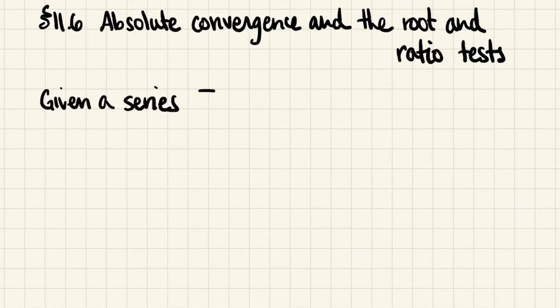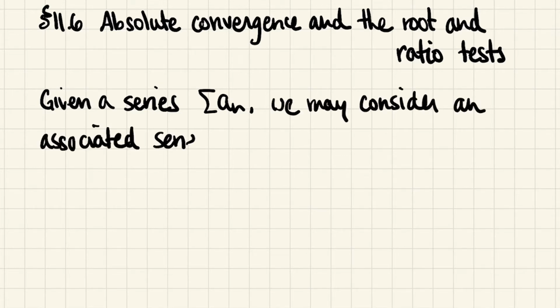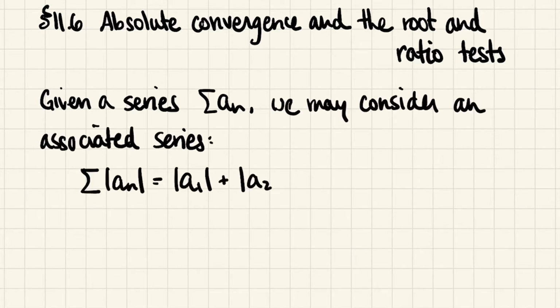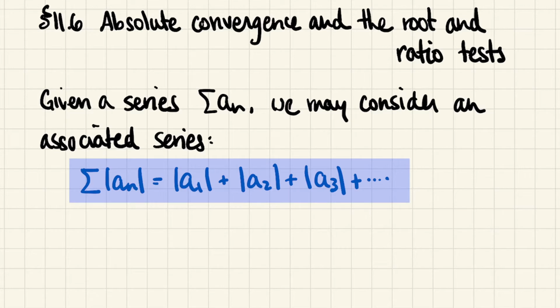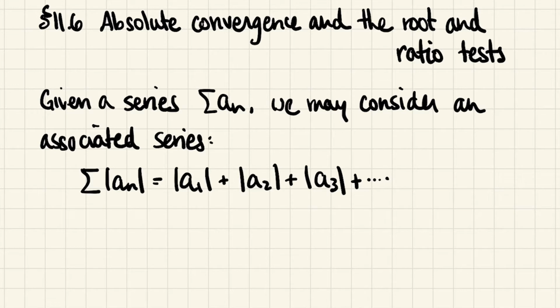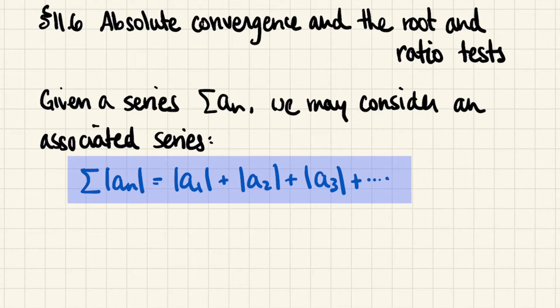So given a series, we may consider an associated series with only positive terms. So basically, every term of this associated series is the absolute value of the original series' terms. Now, if a series only had positive terms, then this absolute version of the series is exactly the same thing. So really the context here is that this original series is maybe an alternating series, and this series here is kind of the unalternating version of it. It's the version where you don't have the negative alternating sign.